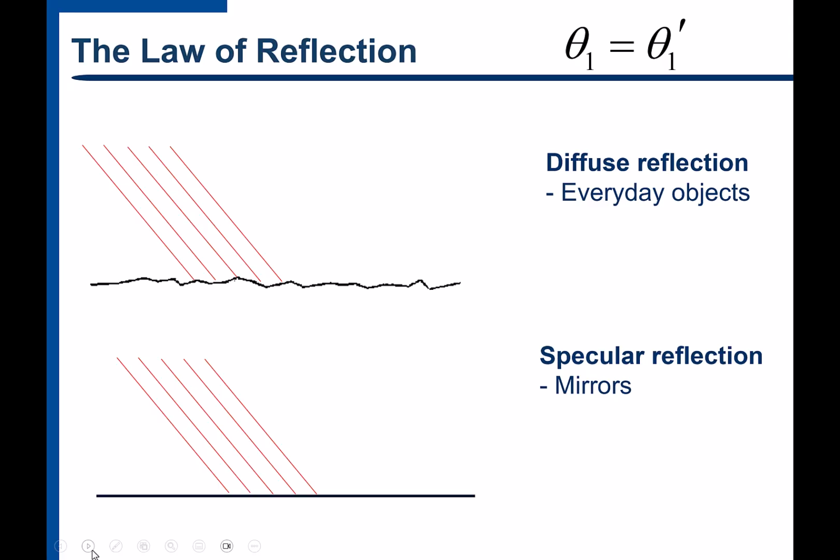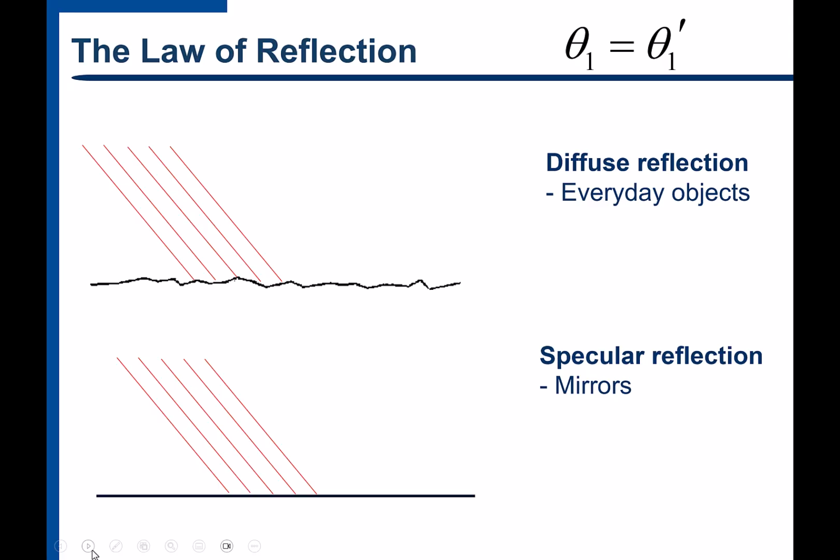So let's start out by talking about diffuse reflection. Everyday objects are not smooth. Even something like the surface of a table is not mirror smooth, but it still has some roughness to it.